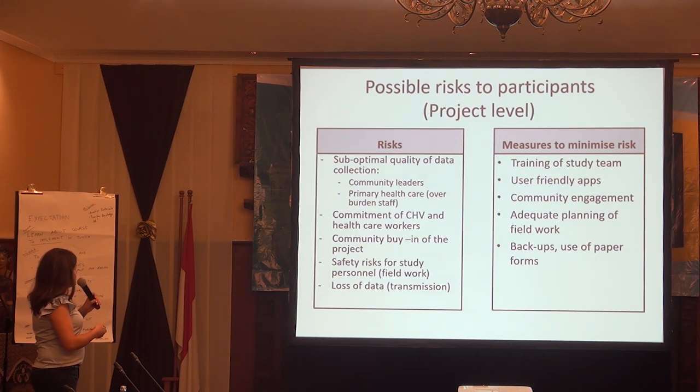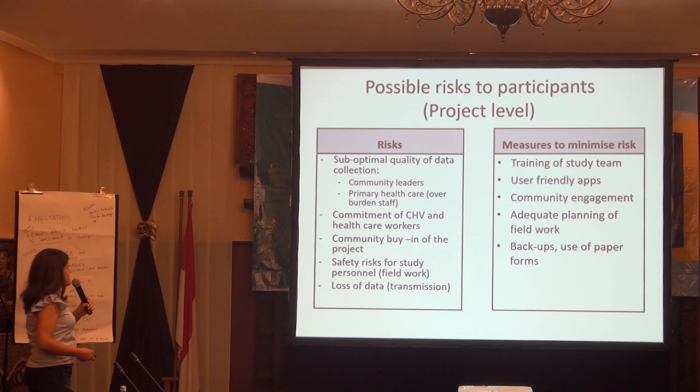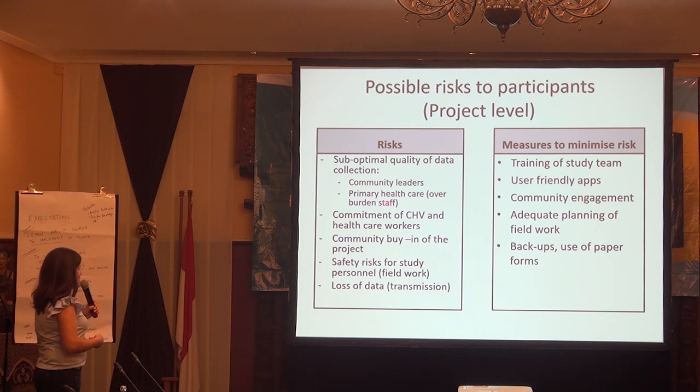And at the project level, some of the risks that we identify is that we can have suboptimal quality of data collection, so problems with quality. Remember that the community leaders are the ones that are going to collect the information from patients. But also, because we need to connect with the health system, we will have health workers also involved in the project, and maybe we can also have some problems with quality with them, especially because they have a lot of things to do, so we need to be sure that they are committed to the project.